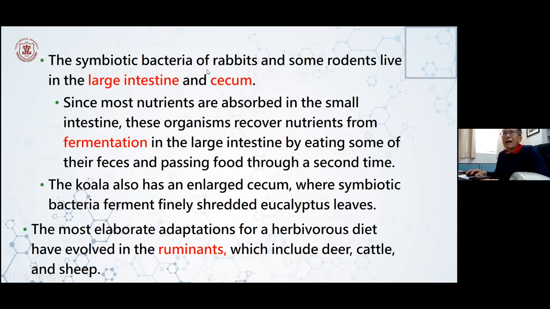The symbiotic bacteria of rabbits and some rodents live in the large intestine and the cecum. So herbivores have a longer cecum and a longer large intestine because they need space for the bacteria to grow inside. Most nutrients are absorbed in the small intestine, and these organisms recover nutrients from fermentation. Fermentation in the large intestine makes the cellulose easier to digest.